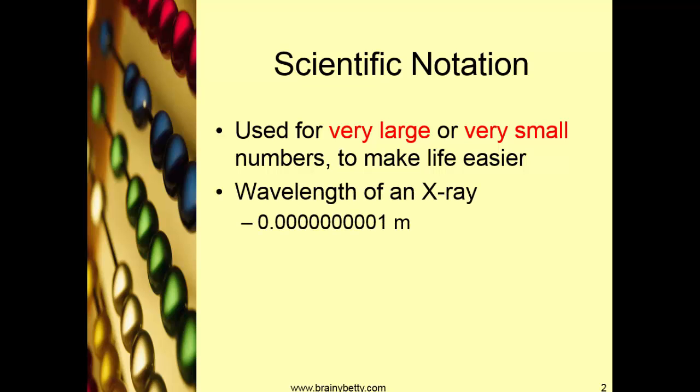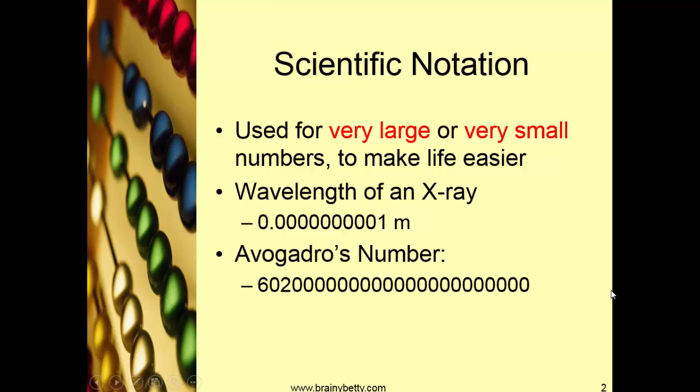For example, the wavelength of an X-ray is a very, very small number. We usually measure them in nanometers, which is a much smaller unit than meters. But if you count the zeros here, you can see there's 3, 6, 9 places, or 10 places off of meters is the wavelength of an X-ray. This number would be really cumbersome to write down because of all of those zeros. You have to count and make sure you get them all.